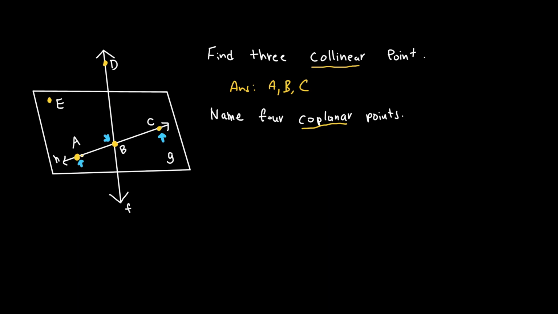So we have A, B, and C, and point E. They are inside of this plane. So these are the 4 points: A, B, C, and E. So this is our answer. Here's another one.